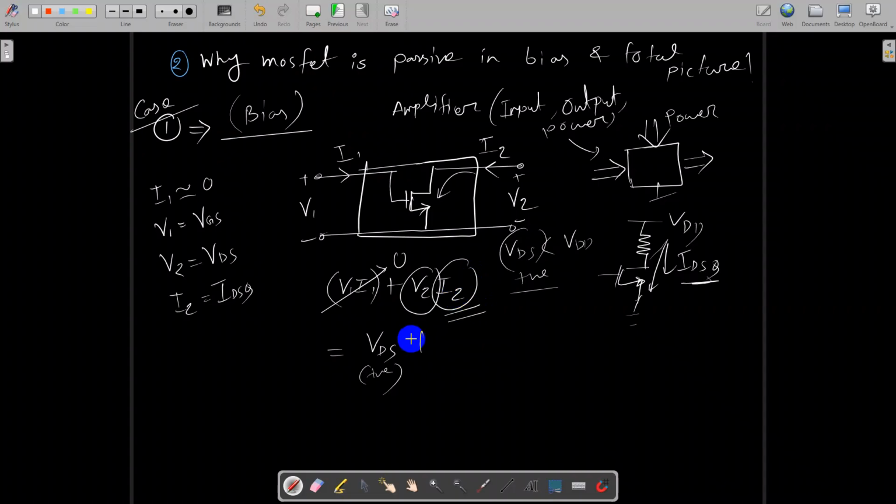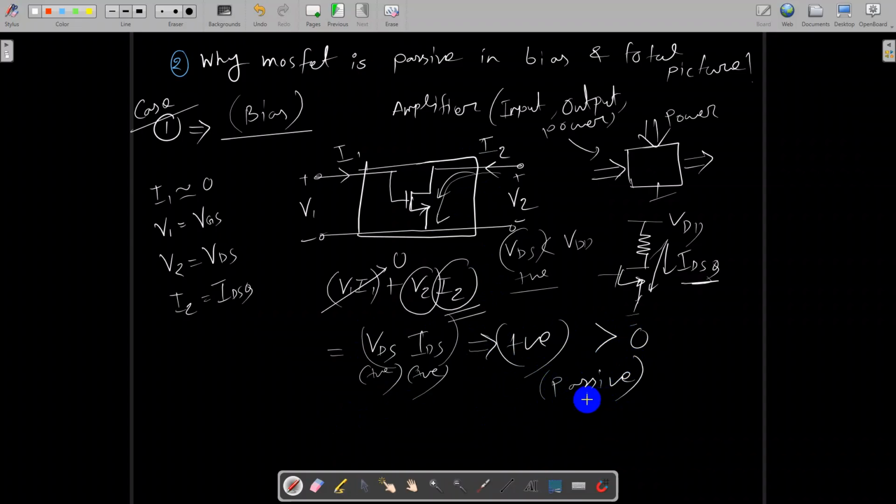Also, what is this I2? This is IDS going inside the MOSFET, and this is also positive. So the product of the two terms will give you a positive value. So it will always be greater than 0. So it satisfies the passivity definition from Chua. Okay, nice.